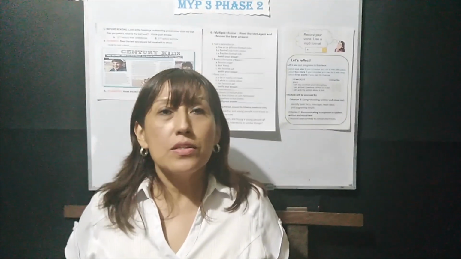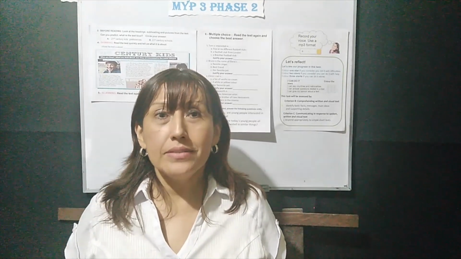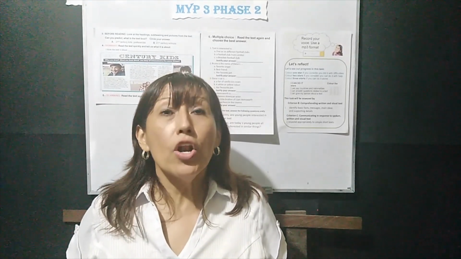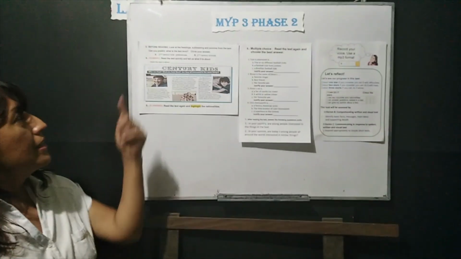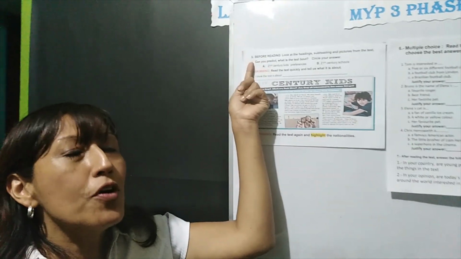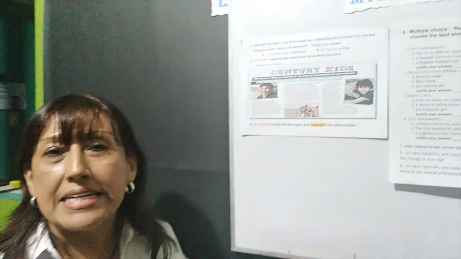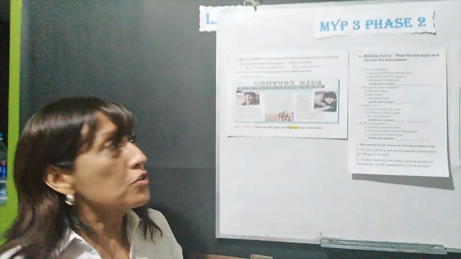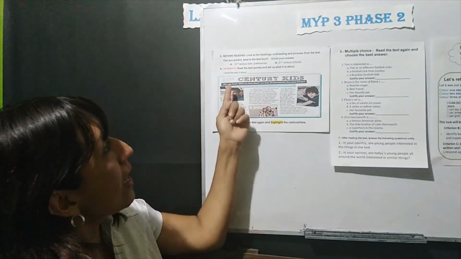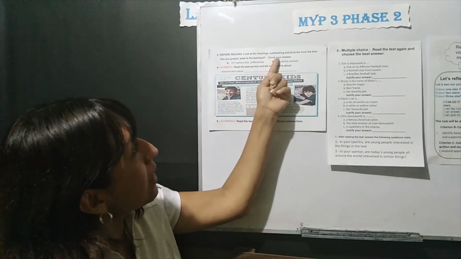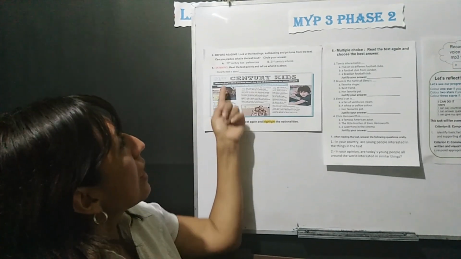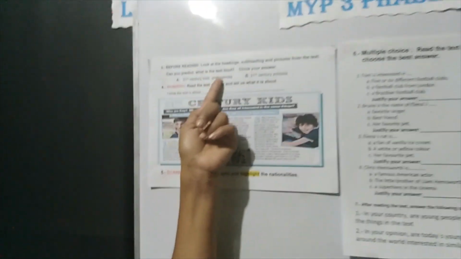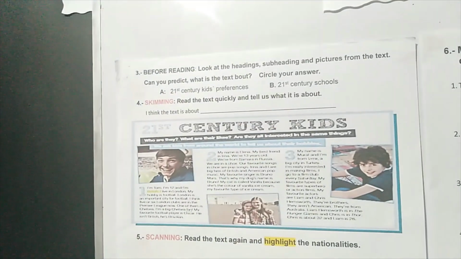Now, we continue with the activities in our worksheet. Our next activity is reading. Do you like reading? Reading is an important skill when learning English. Let's have a look at the exercise. Here, activity 3, before reading. Let's try to predict what the text is about with instructions. Look at the heading, a subheading, and pictures in the text. Can you predict what is the text about? Circle your answer.